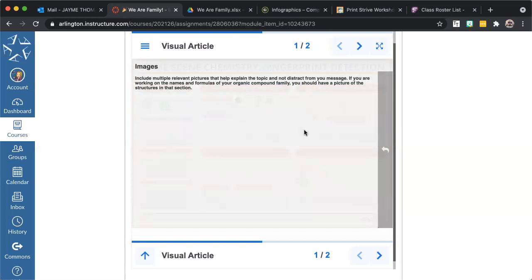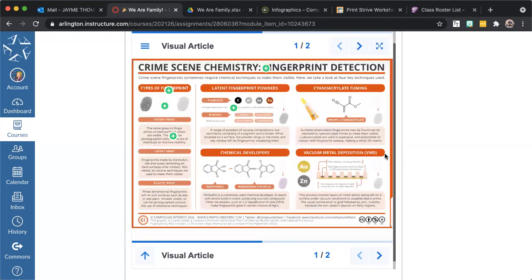But you need to have multiple relevant pictures that explain it, and they shouldn't distract. They should relate to what you're talking about. So it says if you're working on the names and formulas, you should have a picture of the structures in that section, okay? And you should relate it to the names. It should have text that goes with it.